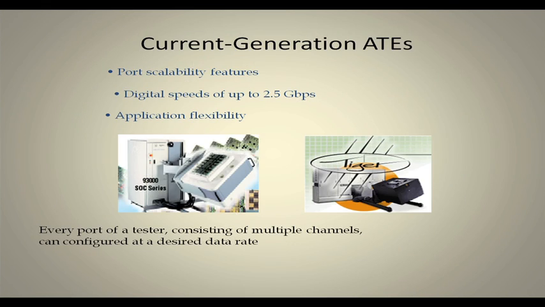Every port of a tester may consist of multiple channels, and each of those channels can be configured at a particular data rate. So the same ATE can send data at two different rates. If we can send data to a core at a high data rate and the core supports high frequency testing, then we can transfer more data to that core. But for a slow core, we cannot transfer all those test data, because that core will not be able to utilize them. So then we have to put them on the slower lines.